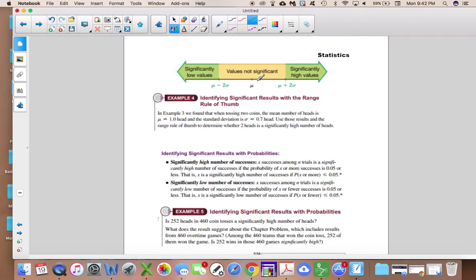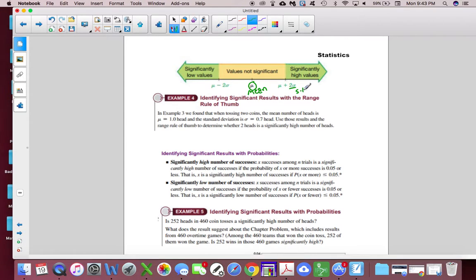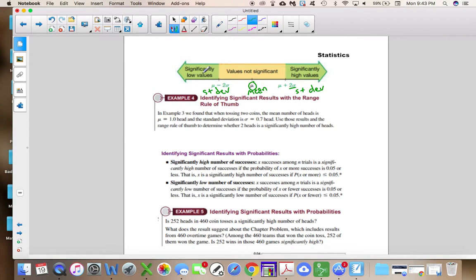What you're looking at here, you've seen this strip of arrows before. Your mu is going to be your mean or your average. To find the significantly high values, you're adding two standard deviations, or subtracting two standard deviations. Adding two, subtracting two, those tell you significantly high values or significantly low values.